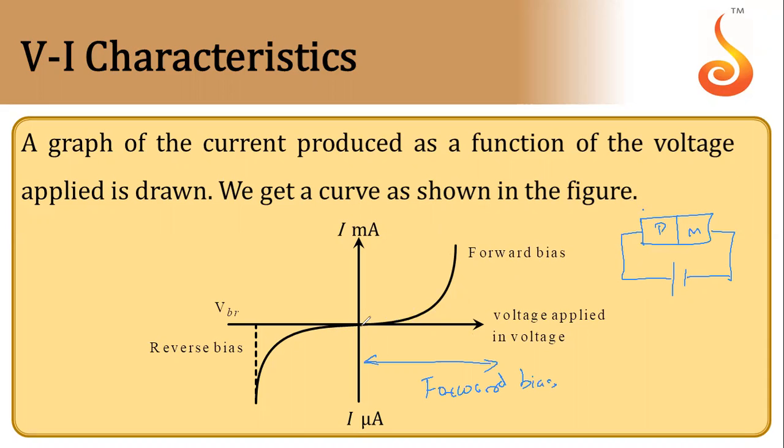As you can see here, initially very little current was flowing. As we are increasing the potential of the battery, this is the potential of the battery, at a certain point a large amount of current will start flowing. Please remember, on the top side it is in milliampere. Okay, this is your forward bias. Okay, thank you.